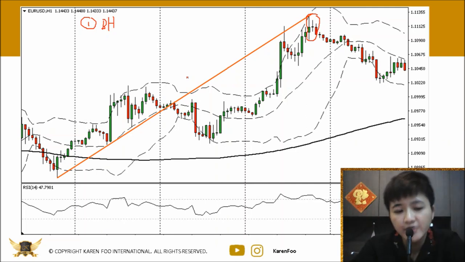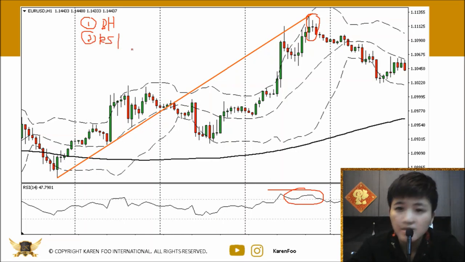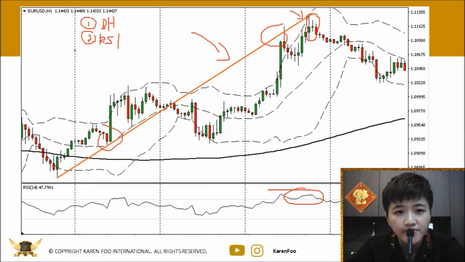Second confirmation, for example, if you have watched my RSI video, you'll see that it shows you price is overbought. So you have your second confirmation, which is your RSI. Okay. Third confirmation, where is it? So I drew this trend line over here. The price tested the trend line once, twice, then the third time it tests over here. So this trend line acts like a resistance.